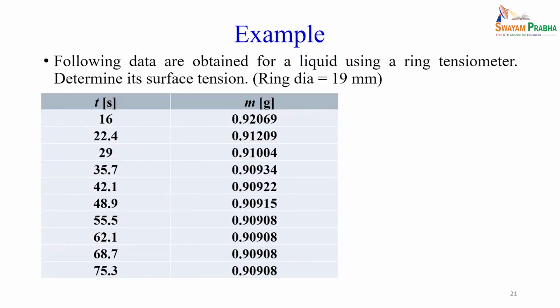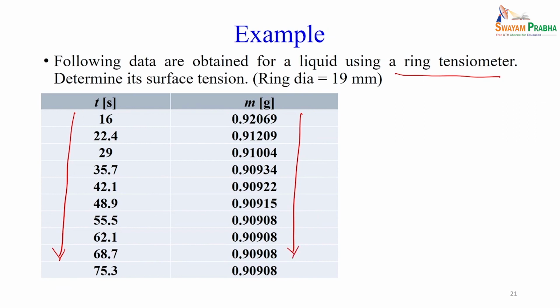We will just see one example. Here the ring tensiometer was used to determine the surface tension, and the diameter of the ring was 19 millimeter. With increase in the time, it is pulling and measuring the weight, but there is also some decrease in the weight.